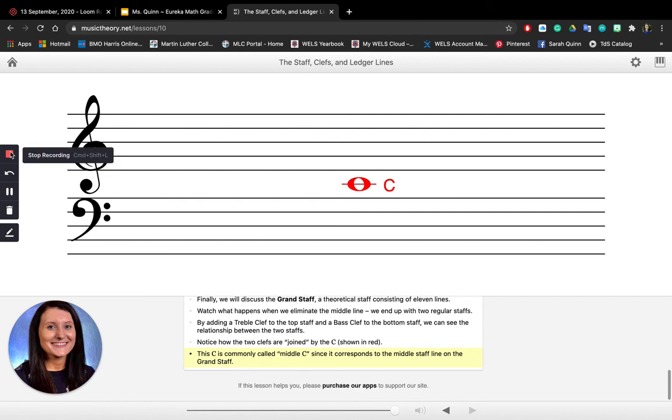So that is our lesson for today. We will pick up with a new concept the next time that we have Fine Arts on Friday.